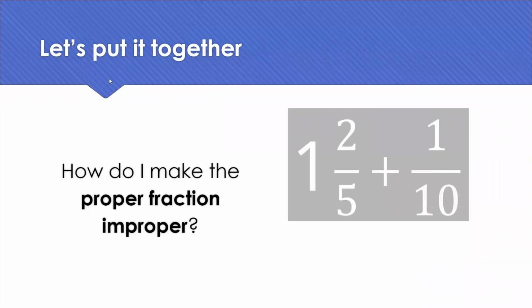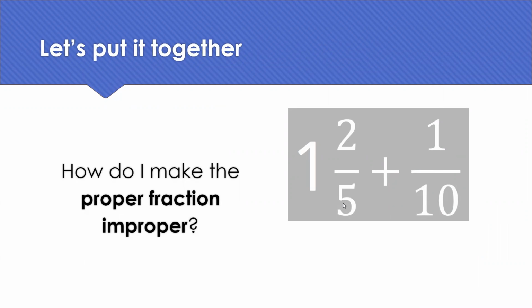So let's put everything that we've learned together. The first thing that we have to think about is making our proper fractions improper. If I'm looking at these two numbers here, I can see that the second number is written as a proper fraction, but that numerator is not larger than the denominator. So this fraction is fine.